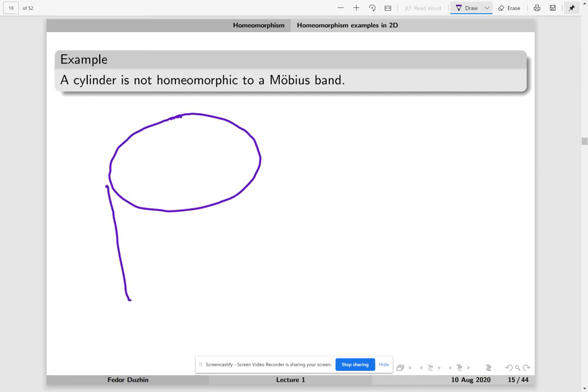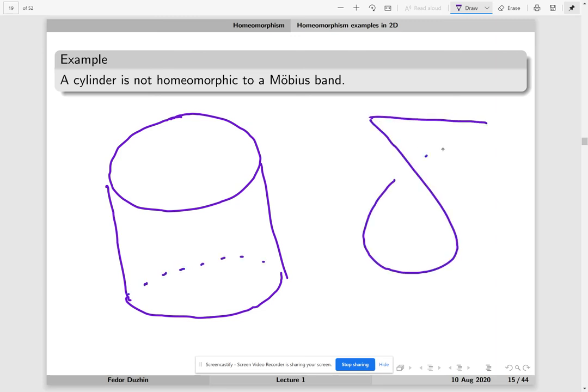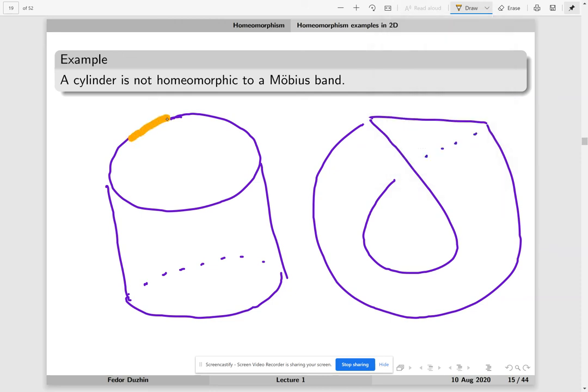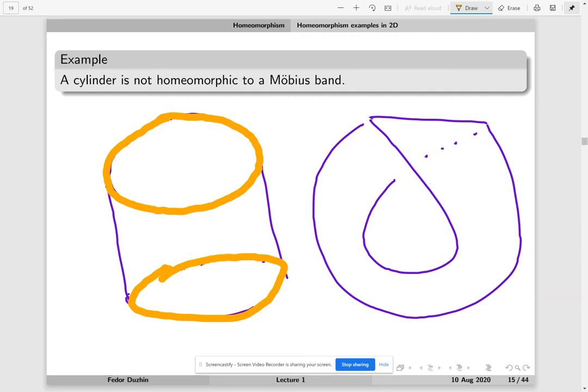So if this is our cylinder, and this is my Möbius band. Okay. Now, let me look at the boundary of the cylinder and the Möbius band. So the boundary of the cylinder has two circles. First circle, second circle. And same for the annulus, right? So there is the outside circle and the inside circle.